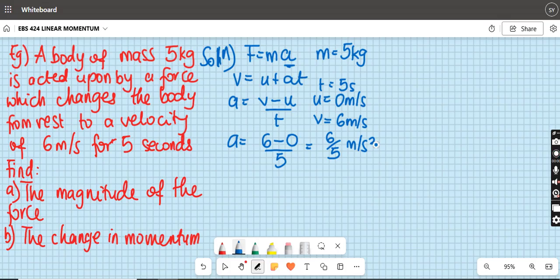We can also write it in decimal form, or 1.2 meters per second squared. Now let's use our second law of motion. Force is equal to mass, which is 5, times our 6 over 5. And we are going to have 6 Newton for the force that will act upon the body.